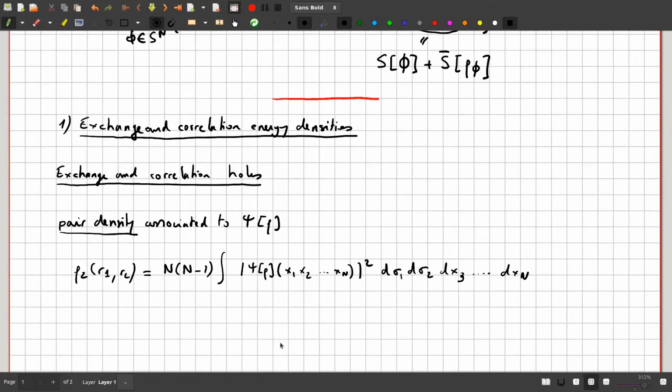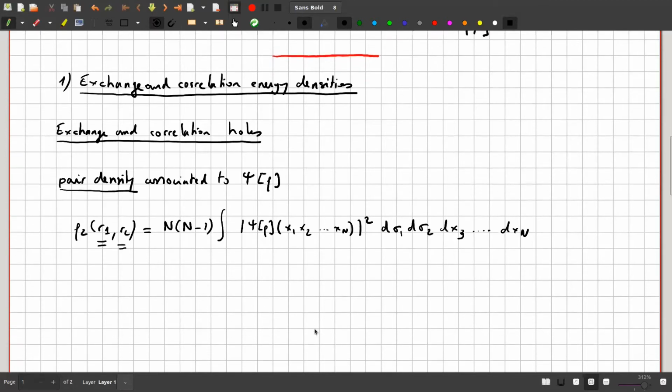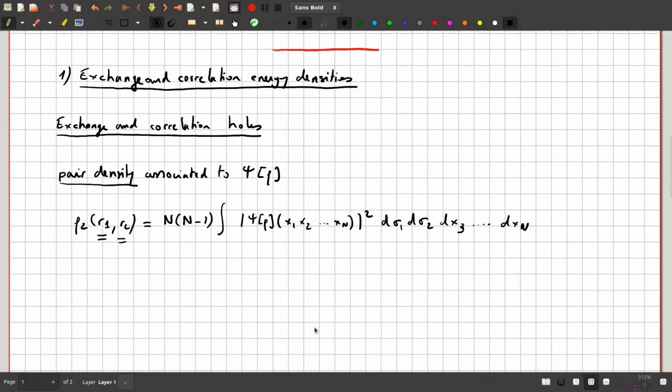And this is proportional to the probability density of finding two electrons at positions R1 and R2, and the remaining electrons can be found anywhere. So why this quantity is so useful is because this is all what you need to define the expectation value of the Coulombic electron-electron interaction over this wave function.